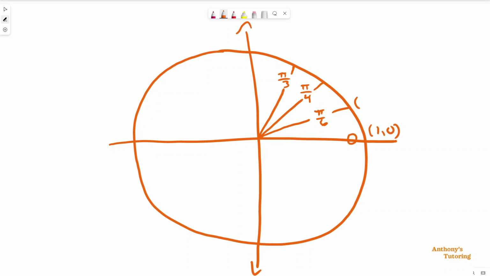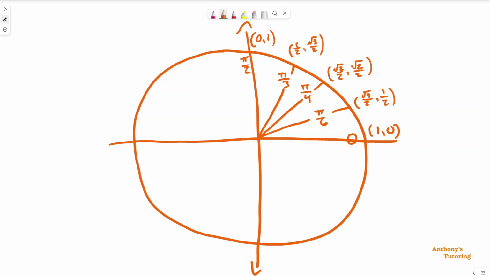This point is root 3 over 2 comma 1/2. This point is root 2 over 2 comma root 2 over 2. And this point over here is 1/2 comma root 3 over 2. And then finally, at pi over 2, we have 0 comma 1.